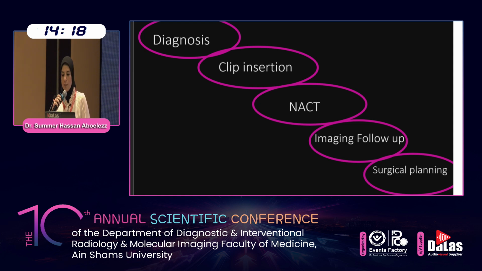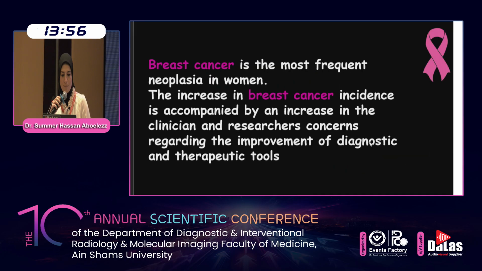This workflow shows the typical sequence of management. We always start with diagnosis by imaging and biopsy, then the marker is inserted, either surgical or tissue marker, before starting the neoadjuvant chemotherapy. After treatment, we use follow-up imaging to assess the response and check the marker visibility. And finally, this information guides us for the best surgical planning.